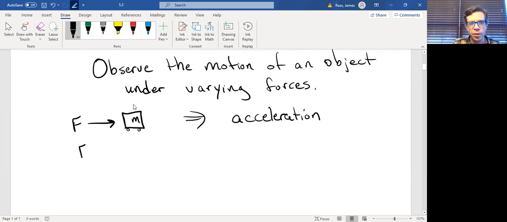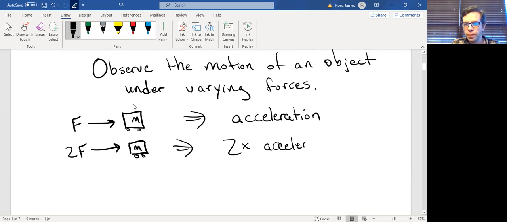Now, if we double that force, apply it to that same frictionless mass, and we get 2 times the acceleration, etc. So what we observe here is that the force is proportional to the acceleration.